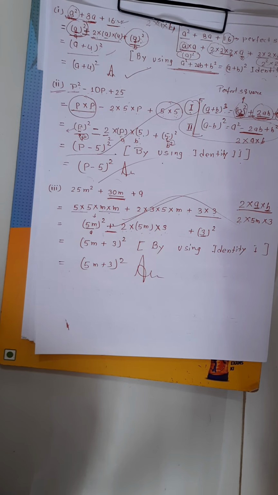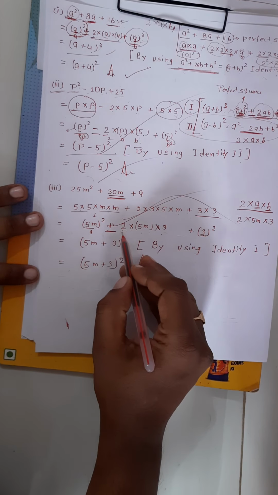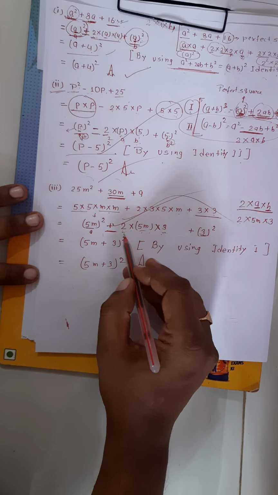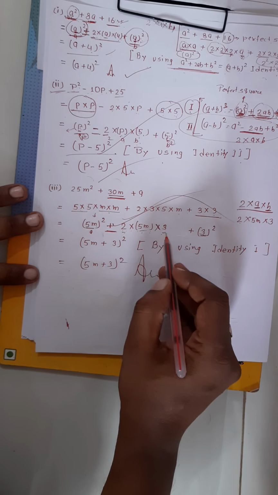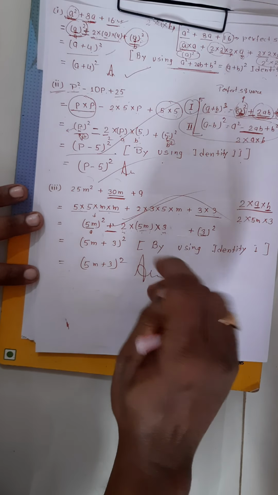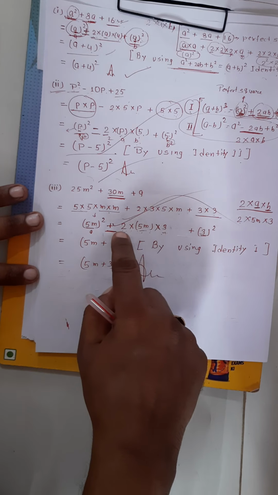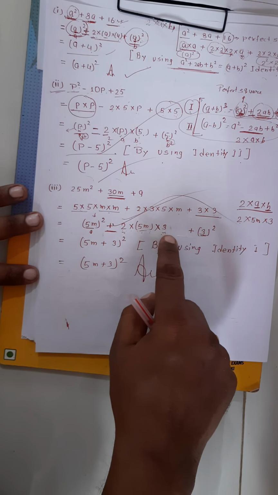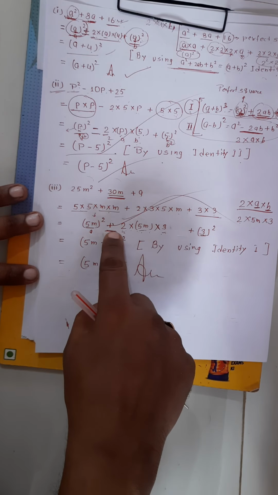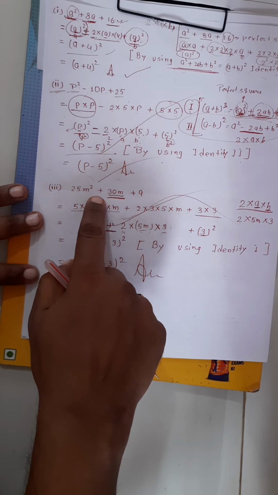Now we will check for plus or minus sign. What is the sign with 2AB? Here there is plus sign with 2AB because our 2AB is 2 into 5m into 3, and with 2 into 5m into 3 the sign is plus. Okay, because with the 30m the sign is plus.